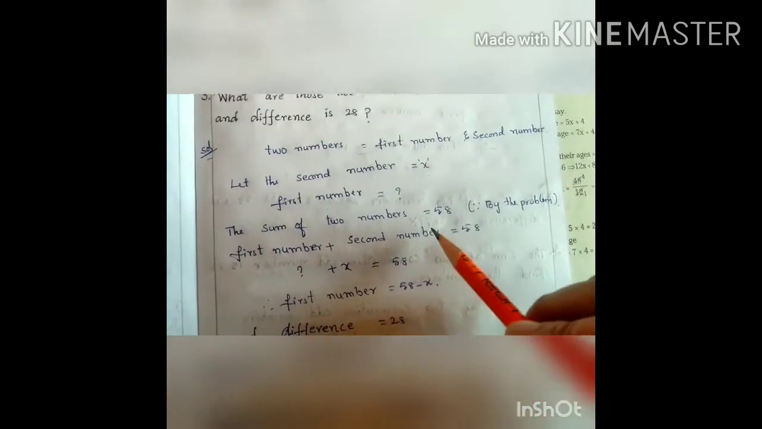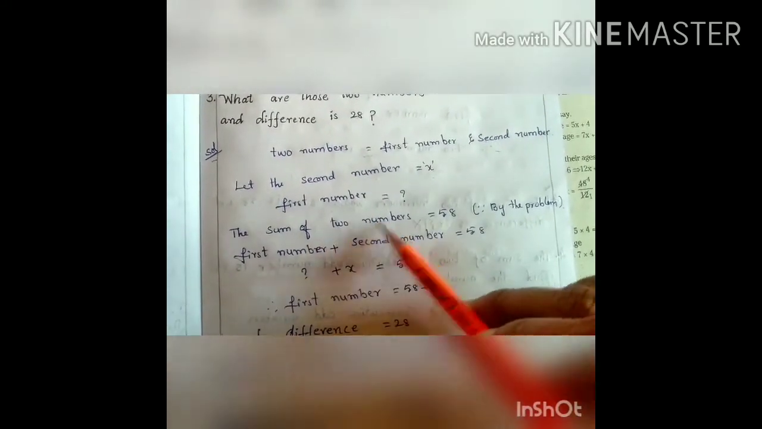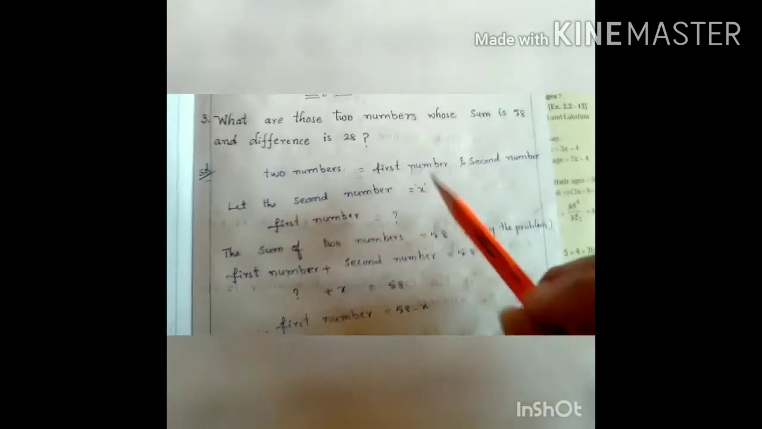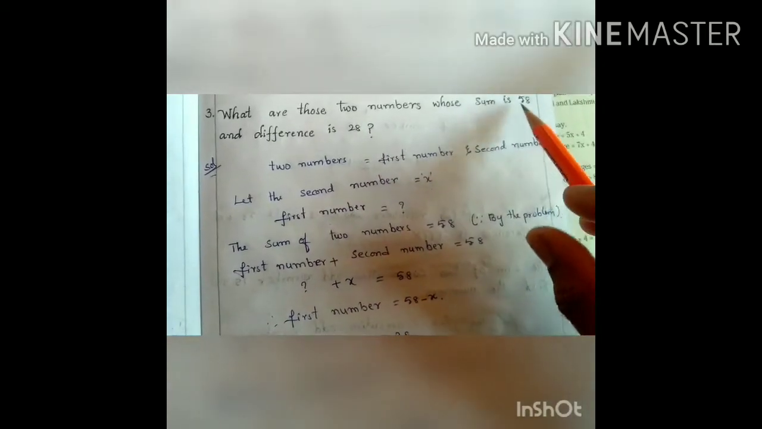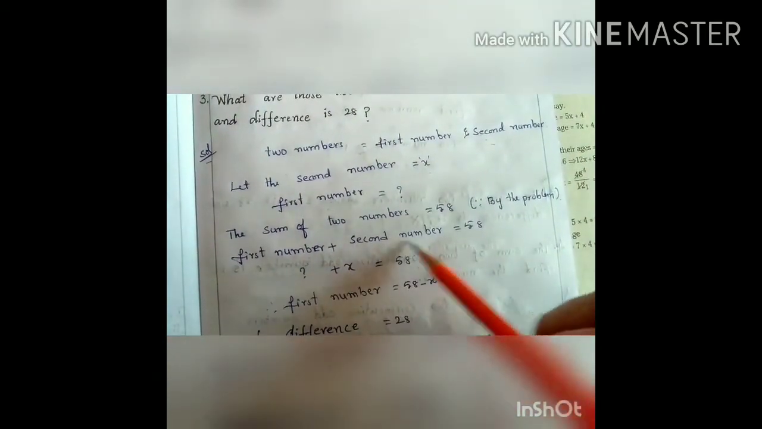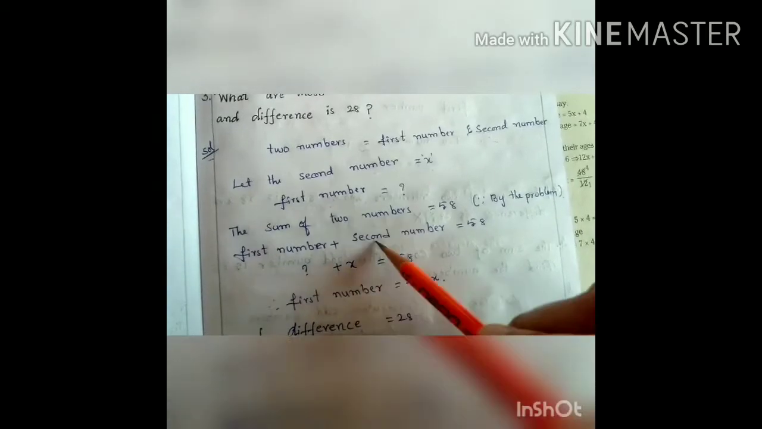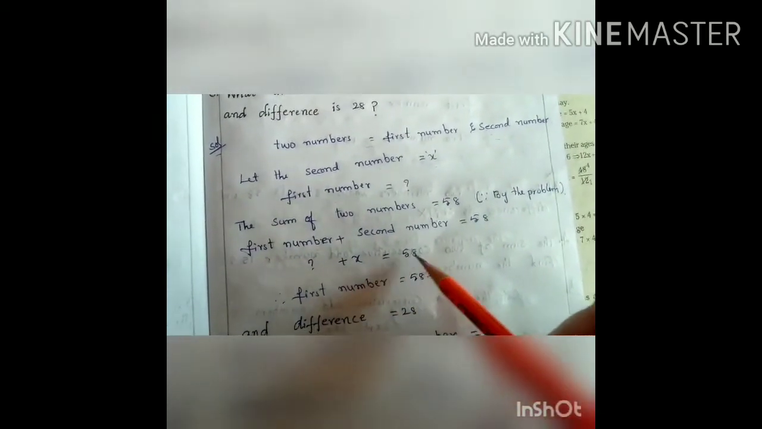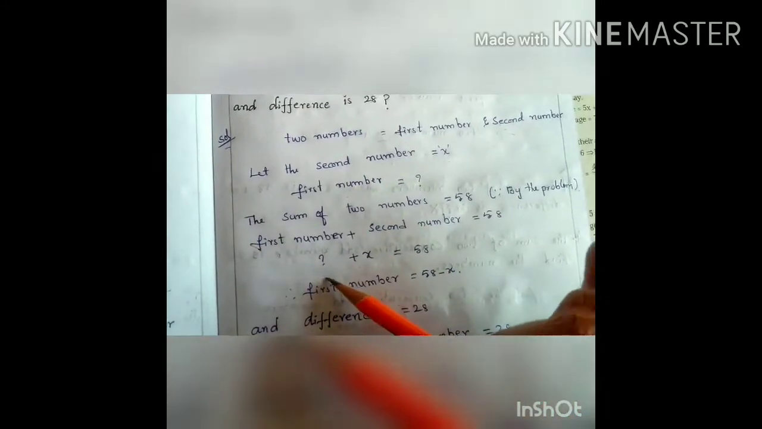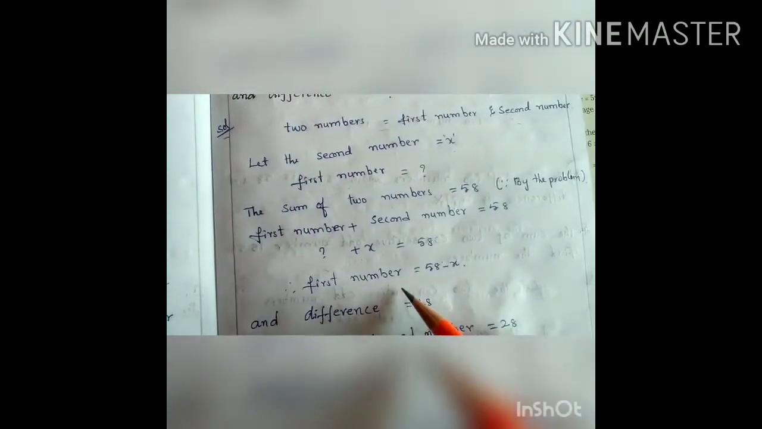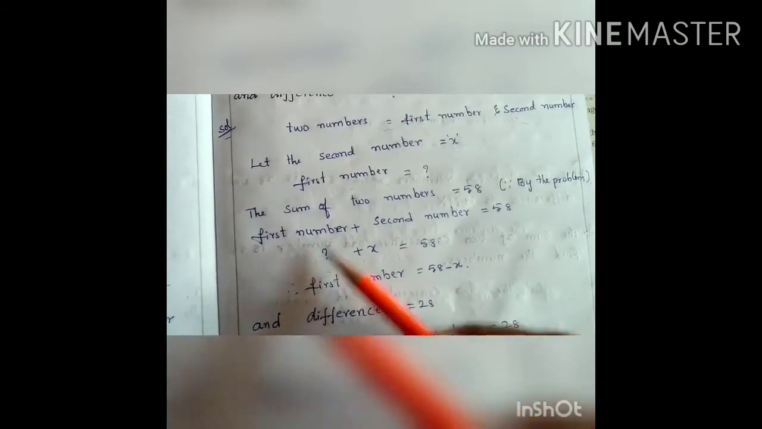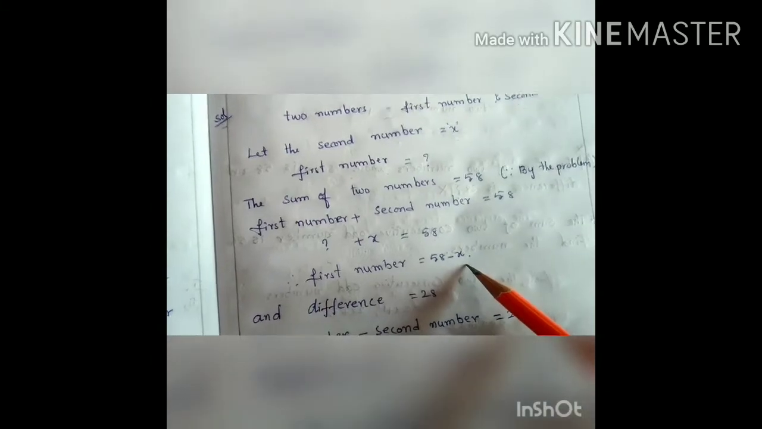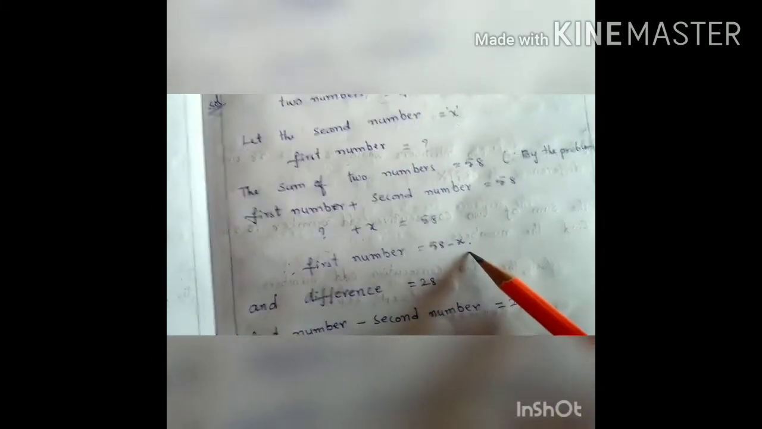The sum of two numbers equals 58. Sum of two numbers means first number plus second number equals 58. It is by the problem. So here the second number is x, and first number plus x equals 58. So the first number, the question mark, equals 58 minus x, as the positive quantity becomes a negative quantity.